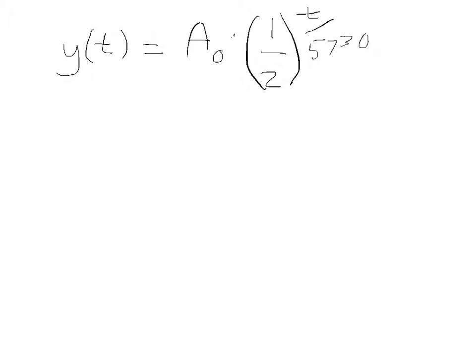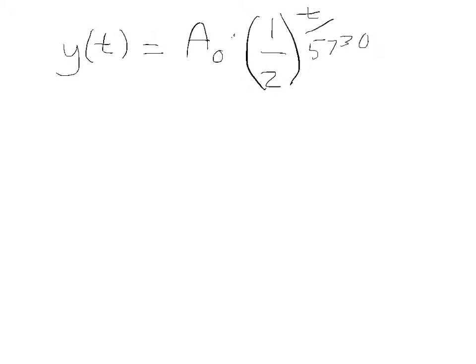Because then if I plugged in 5,730 years for t, it would be 1/2 of the original amount. So that's my equation. Now you wanted to know, if the half-life of something is 5,730 and 74% is still here, that's the relationship between A initial and y of t.